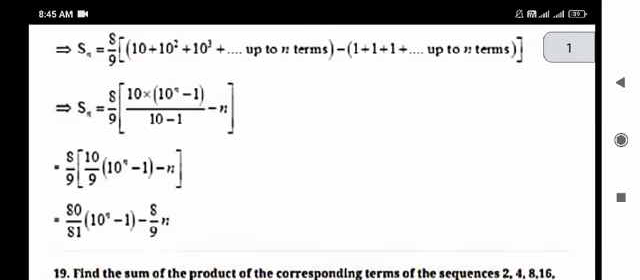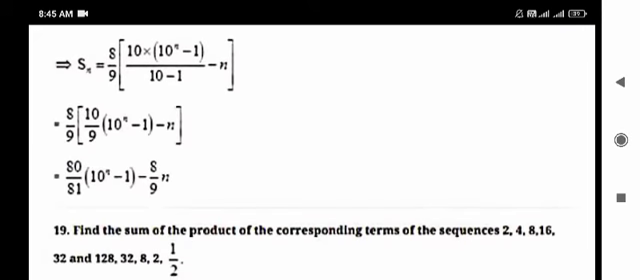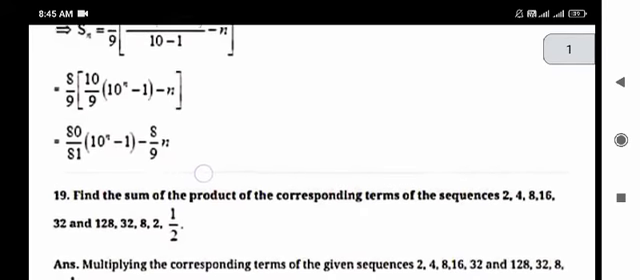By solving this, we simply get 8 by 9 into 10 by 9, into 10 to the power n minus 1, minus n. Simply do the calculation. This is your required answer.